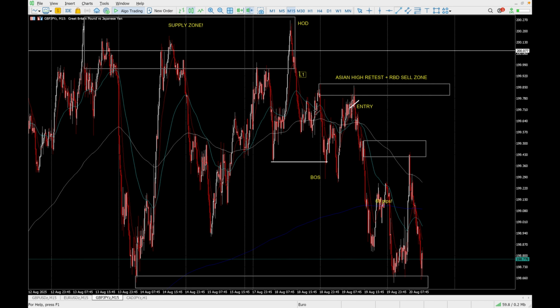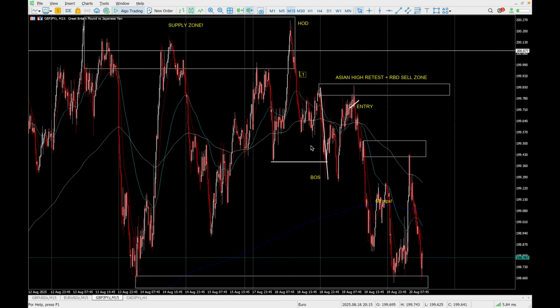As the Asian session came through, we had a move down, breaking structure, and also giving us a peak formation, right? So some people probably thought this was a W formation and went long. So the dealer went back to challenge the Asian range high and couldn't break it. That should tell you something. So this is the Asian high retest, and also this is a rally base drop area. As you can see, it's a drop, base, drop.